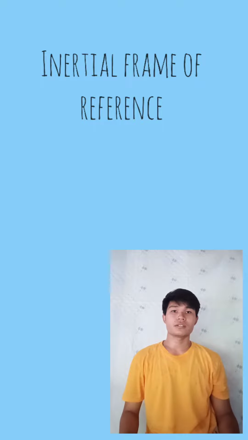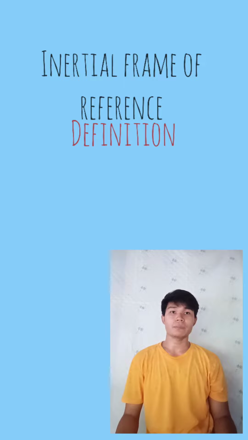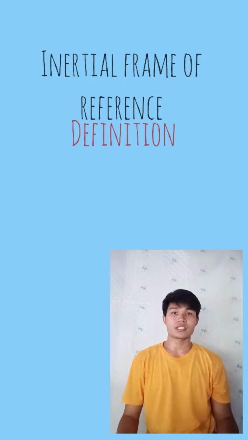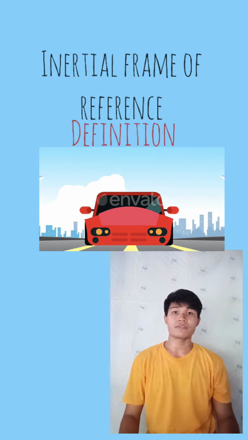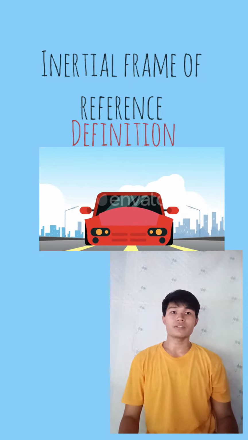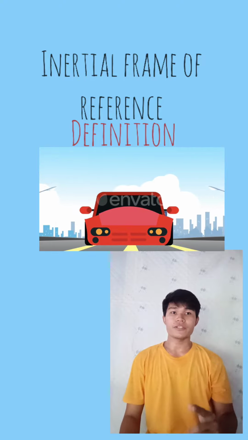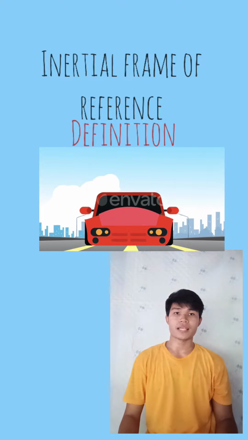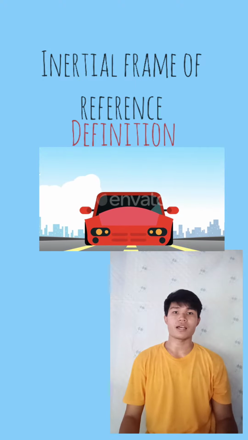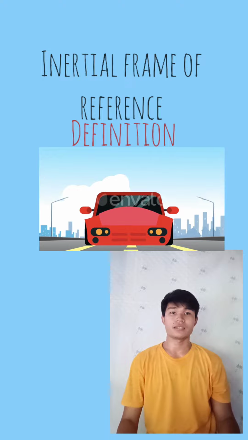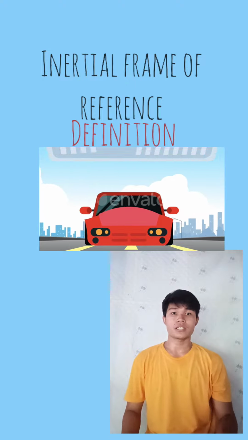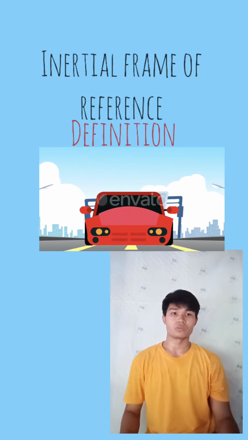So let's go now to inertial frame of reference. So what is an inertial frame of reference? By definition, according to Wikipedia, in classical physics and special relativity, an inertial frame of reference is a frame of reference that is not undergoing acceleration. In an inertial frame of reference, a physical object with zero net force acting on it moves with a constant velocity, or equivalently, it is a frame of reference in which Newton's first law of motion holds.